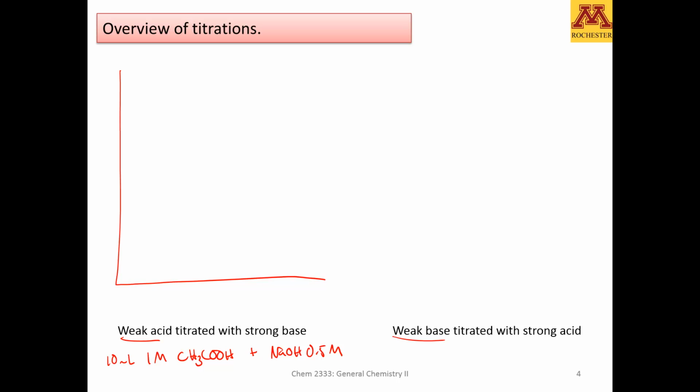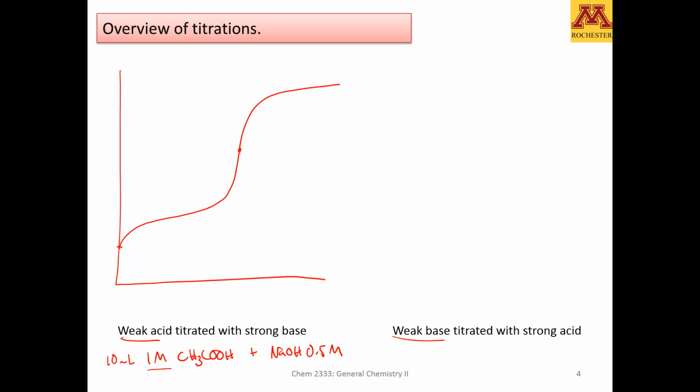Okay. First of all, even though it's 1 molar, you take the negative log of 1, that's 0. The pH of a 1 molar solution of acetic acid is not 0. You need to calculate with the ICE table. Okay, and you'll see a titration curve of this shape.